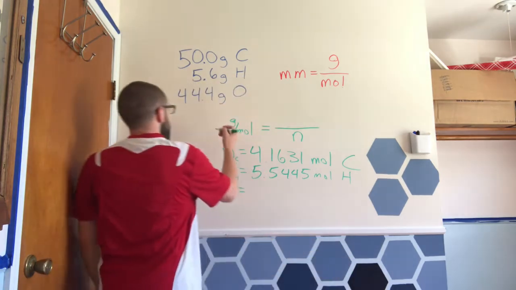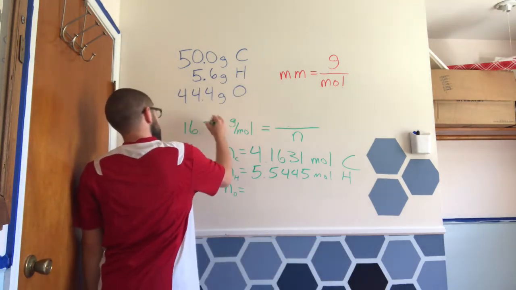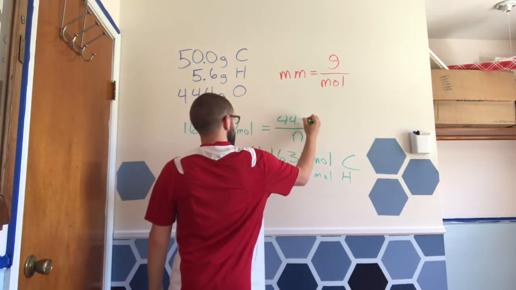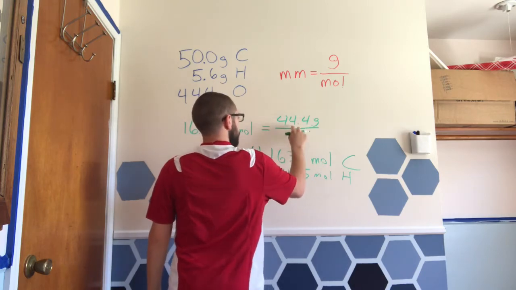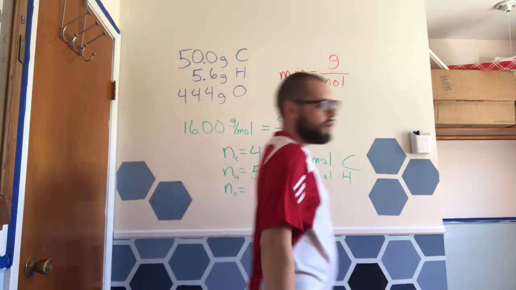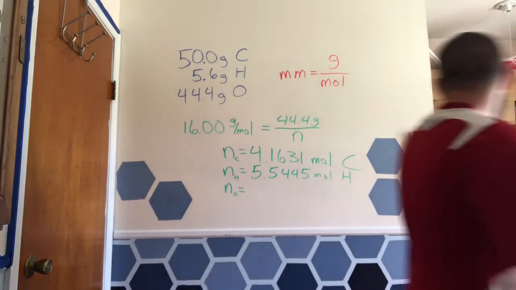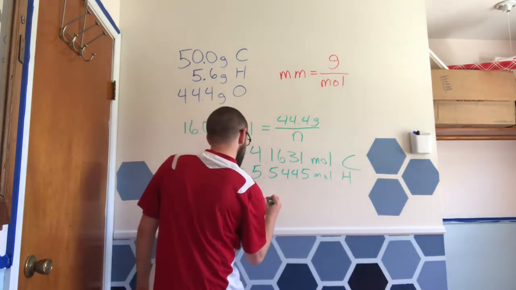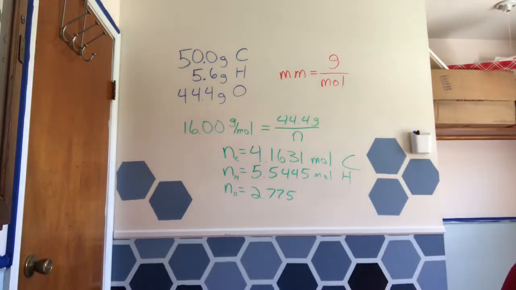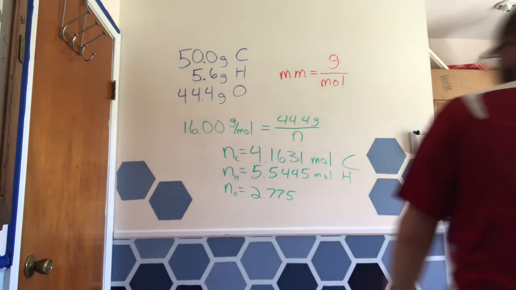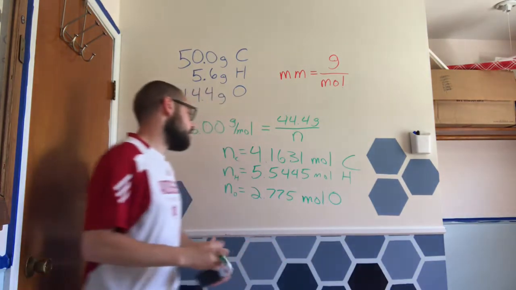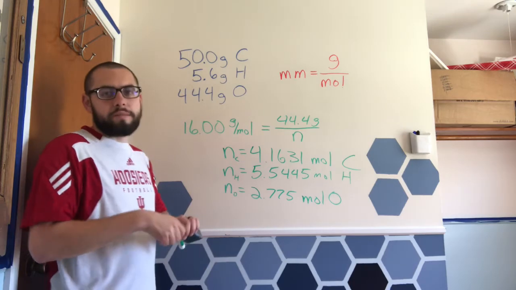And then finally I'll do the same thing for my oxygen here. So I have the molar mass of oxygen, which is just about 16 grams per mole. My sample contained 44.4 grams of oxygen. And if I do my algebra, solve for my variable, I'm going to get just about 2.775 moles of oxygen. All right, so my first step is done.